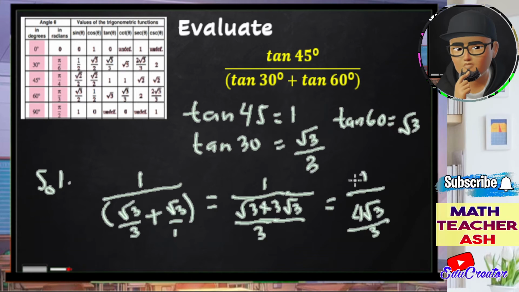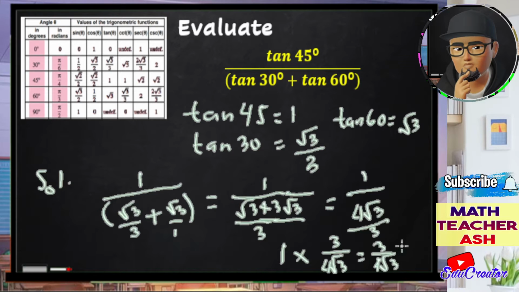So now, how will you do this one, my dear math learners? You follow the rule in dividing fractions. In dividing fractions, you just copy the numerator, and then you multiply it by the reciprocal of the other fraction. The reciprocal of 4 square root of 3 over 3 is 3 over 4 square root of 3. So the answer for that is 3 over 4 square root of 3.